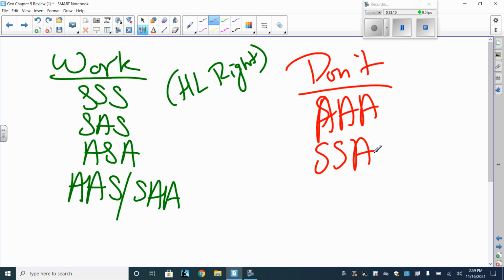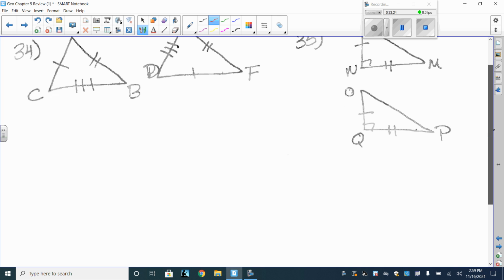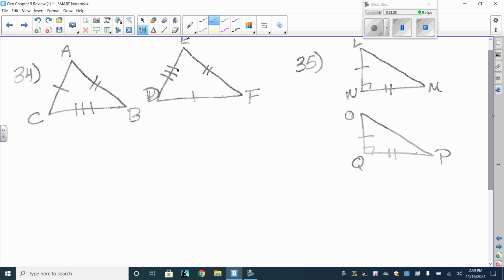So we good to look at the next one? Not yet. So let's look at 34. Can we say that these two triangles are congruent? Yes. By side side side.